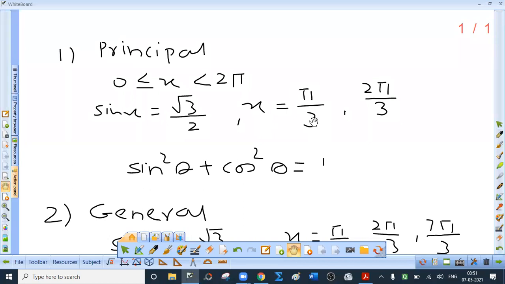Now you should know allied angles. Sine of 180 minus theta is also sine theta. So 120 degrees is another solution. Now many students think that the number of solutions is 2 only. Yes, in most cases it is restricted to 2. But for sine square theta plus cos square theta equal to 1, which is an identity, for every theta lying between 0 to 2 pi this is satisfied, and therefore in this case we say that the number of principal solutions is infinite. Is that clear?